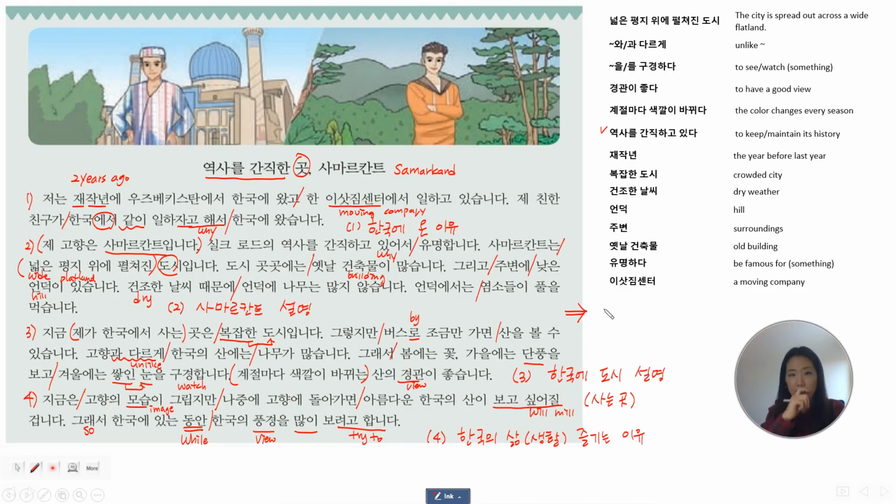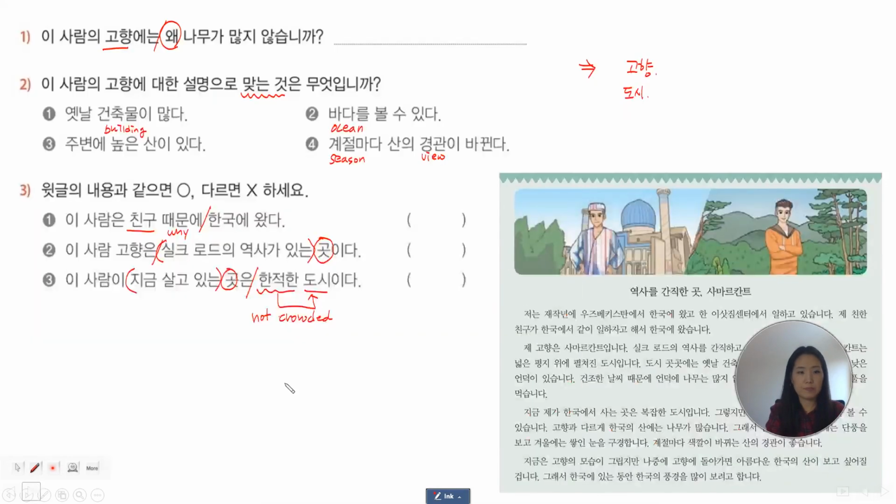So the whole paragraph, it is about comparison of mainly talking about the Samarkand and also explain about the Korea. So 사마르칸트와 한국의 도시 소개. So introducing the Samarkand and the city in Korea. So back to the comprehension question.